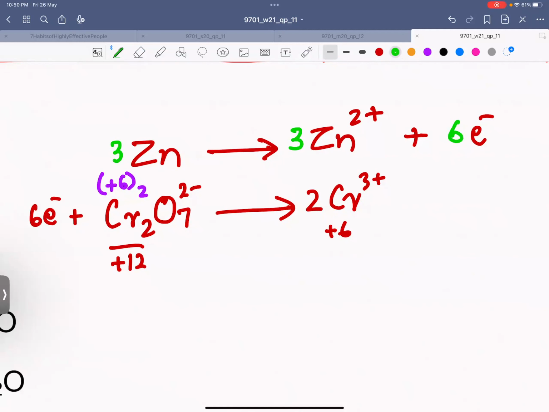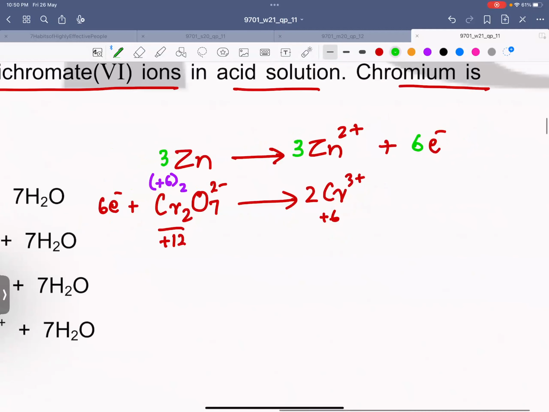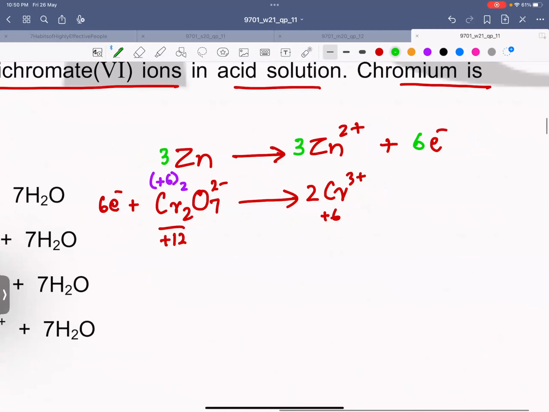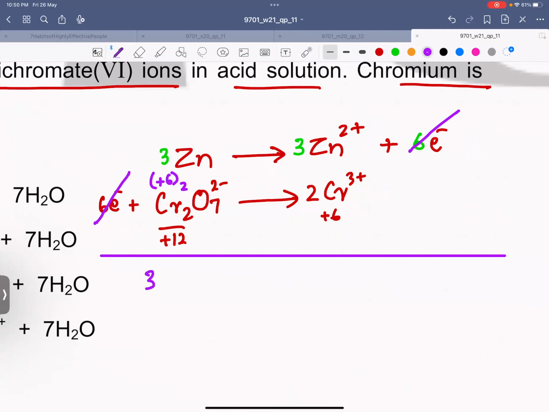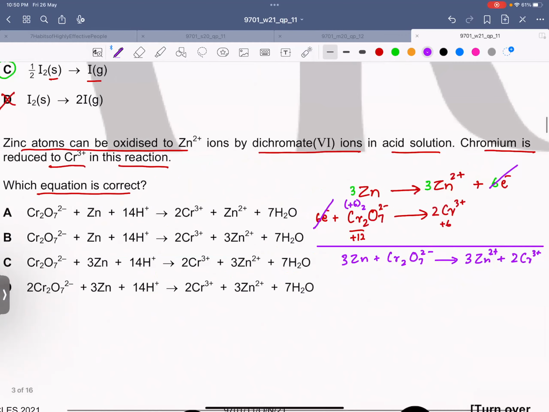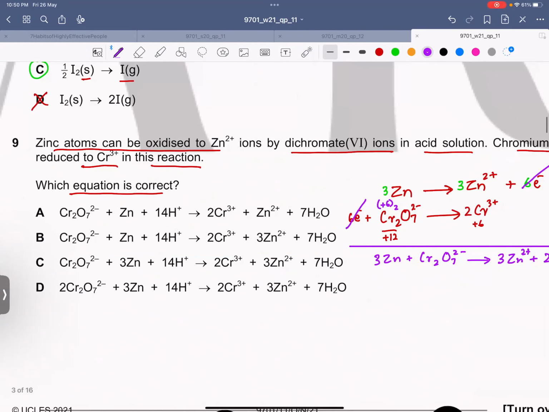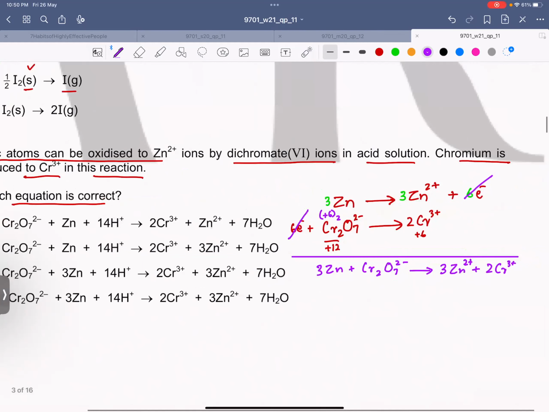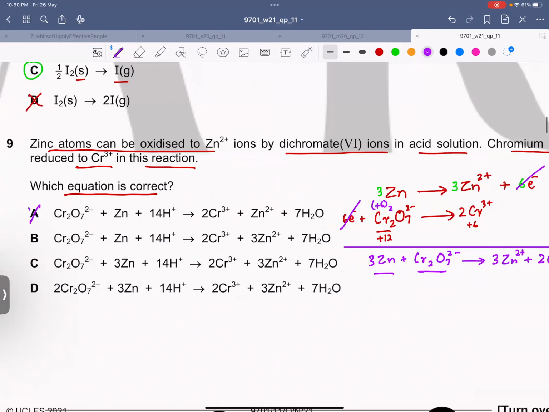Now, if you see, 6 electrons are released, 6 electrons are gained, so they cancel. You are left with 3 moles of zinc reacting with 1 mole of dichromate, forming 3 moles of zinc 2 positive and 2 moles of chromium 3 positive. Now have a look at the equation. We got the ratio that 1 dichromate is to 3 zinc. So A goes wrong because this ratio is wrong.